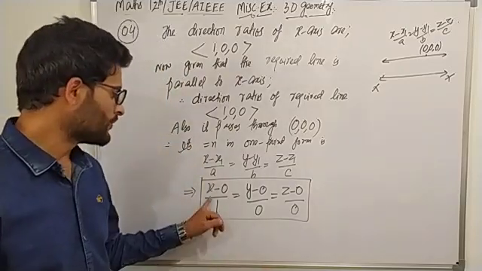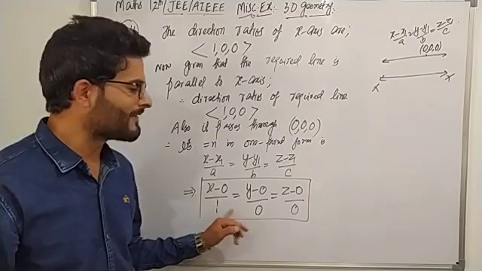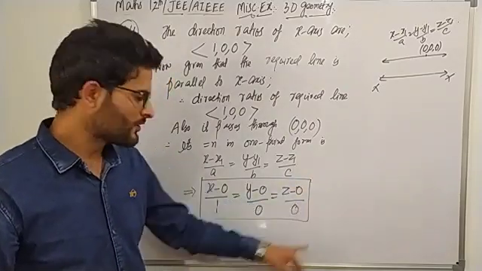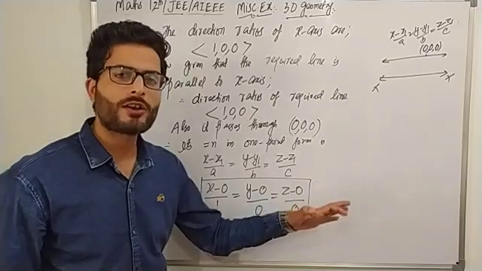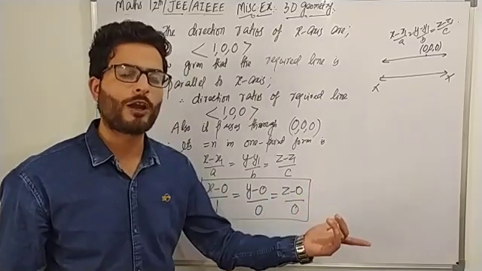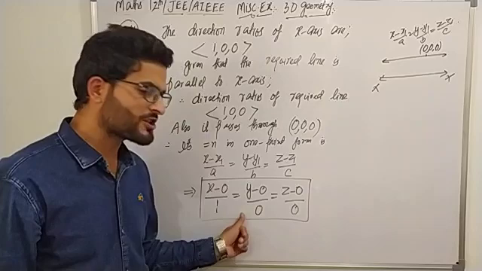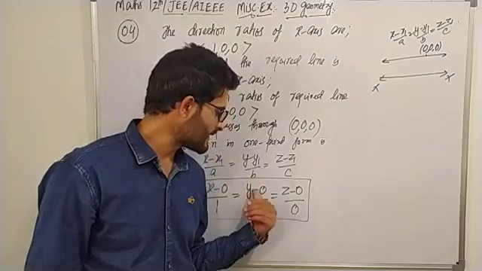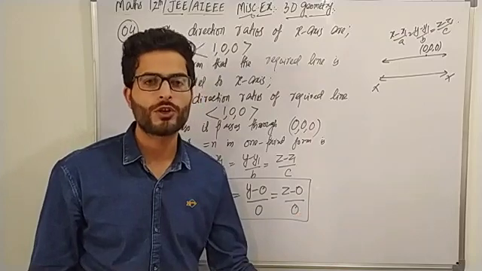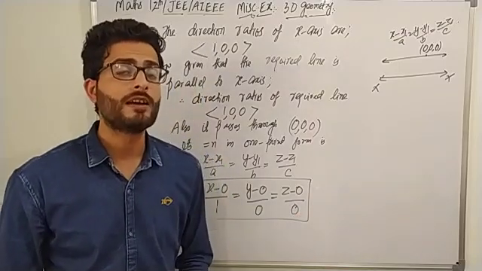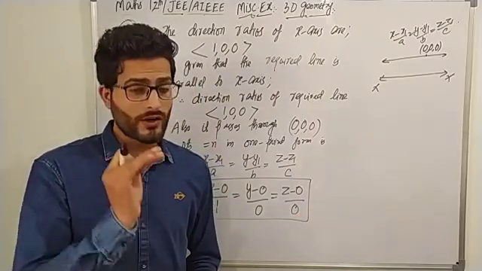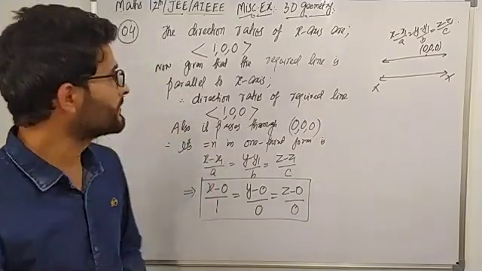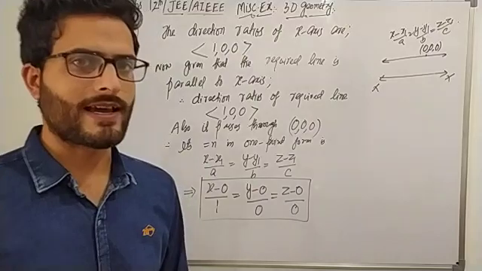So it will become x divided by 1 is equal to some constant, suppose t के बराबर ले लेंगे, so x is equal to t, suppose t की वैल्यू फिर 1 रखेंगे तो इसकी इक्वेशन फिर नटशेल में क्या बनेगी, x is equal to 1, y is equal to 0, z is equal to 0 would be the equation of that line which is passing through origin and parallel to x-axis. So all about question number 4 of the miscellaneous exercise.